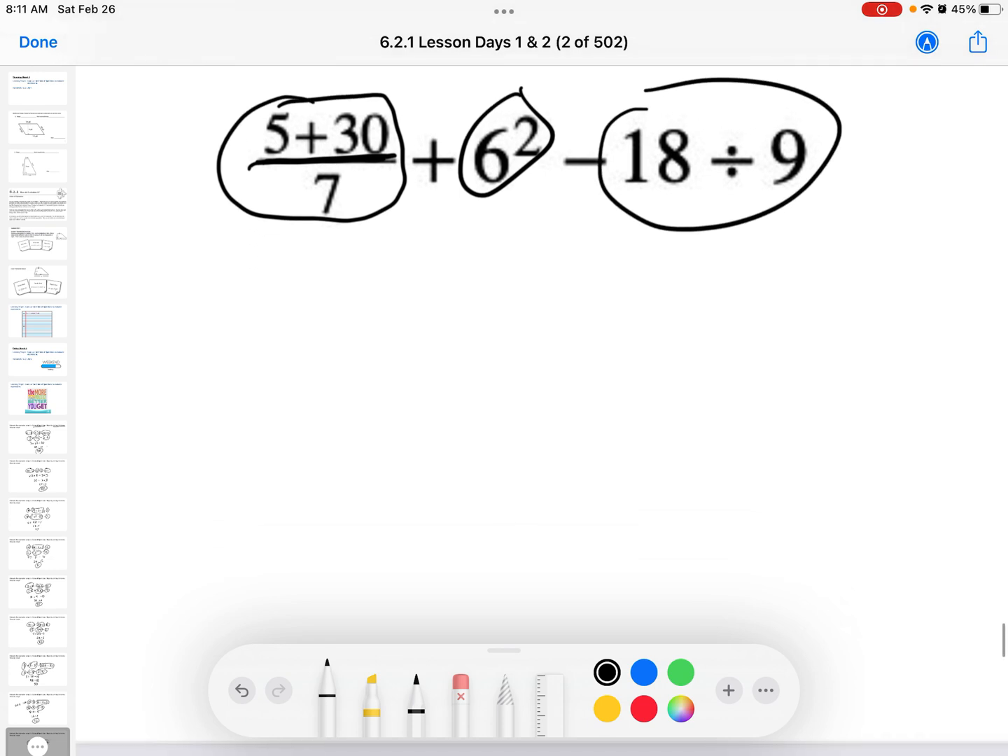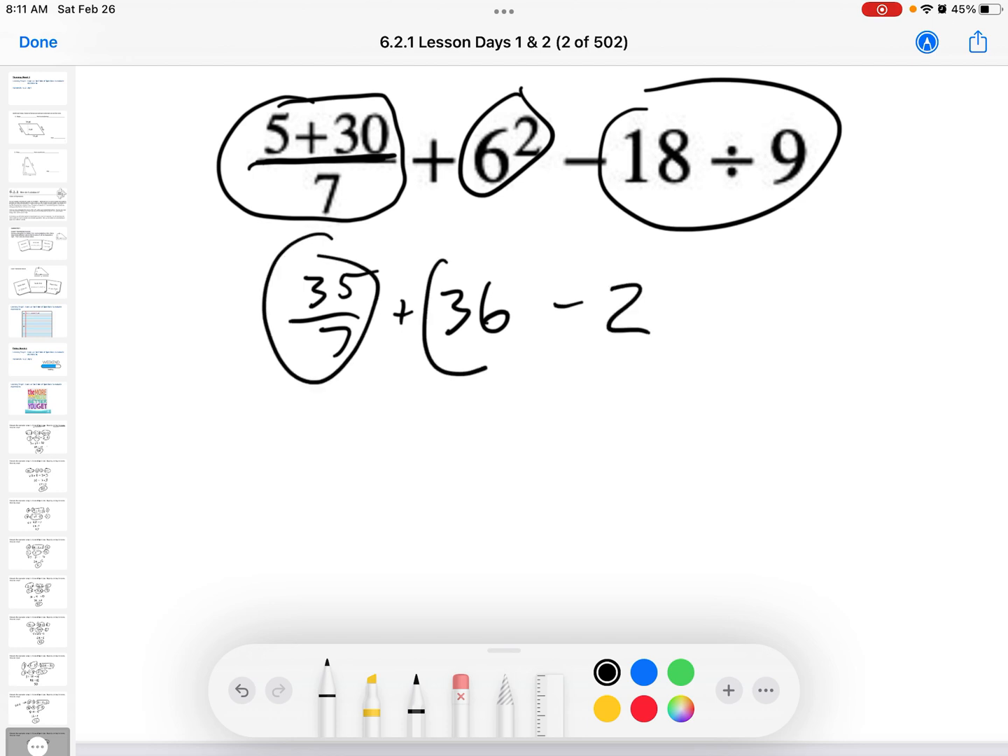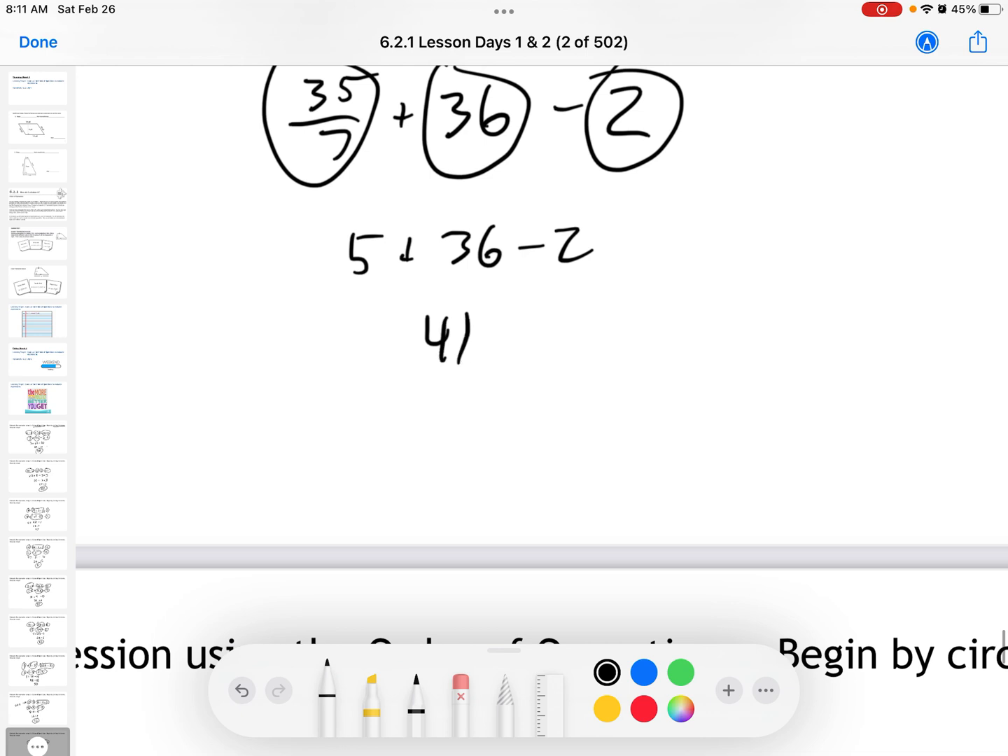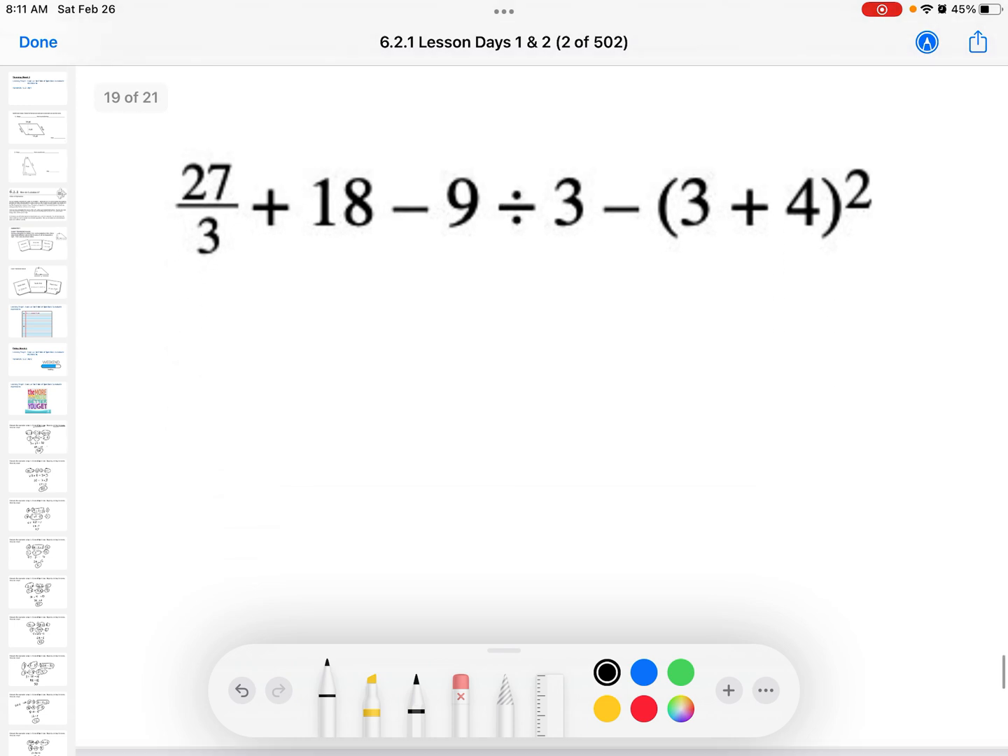All right. Now, what we have to do is add first. So we get 35 divided by 7, plus 6 times 6, which is 36, minus 18 divided by 9, which is 2. Whoops, we still have more work to do. 5 plus 36 minus 2. That is 41 minus 2, which is 39. Oh, that's a big one, huh?